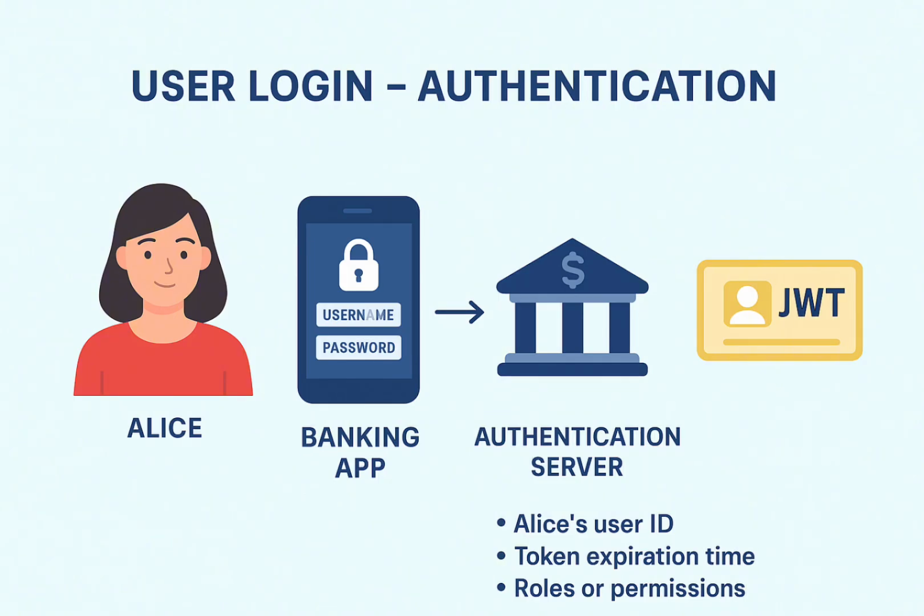That simply means proving who you are. Imagine Alice wants to log into her banking app. She opens the app and types in her username and password. The app sends this information securely over an encrypted connection to the bank's authentication server. The server checks the credentials. If they match what's stored in the database, the server issues something called a JSON Web Token, or JWT.